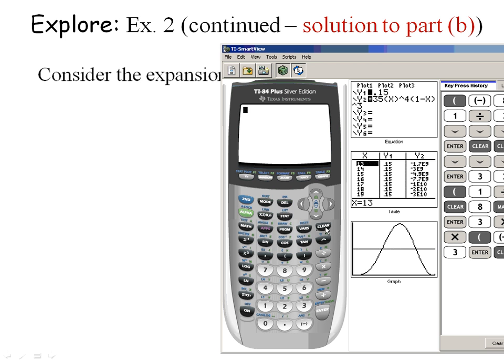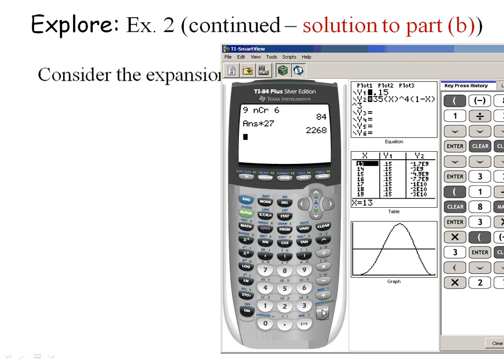So 9, math, choose 6, equals this, times the 27 that I had for my constant, and my answer is 2,268. That would be the constant term in this expansion.